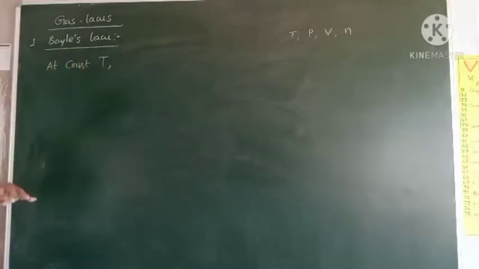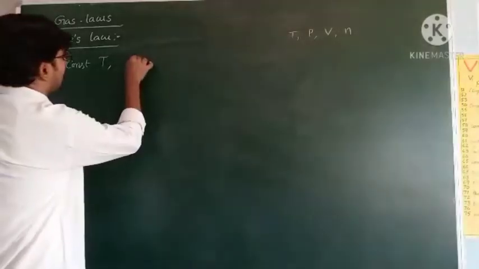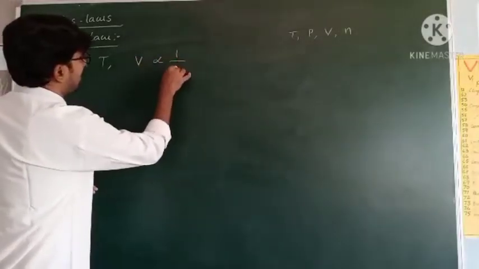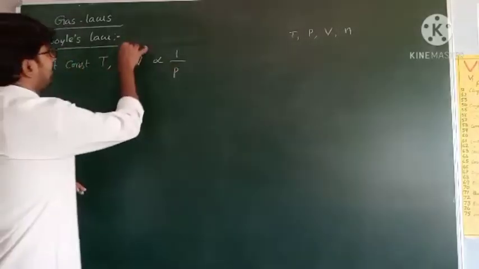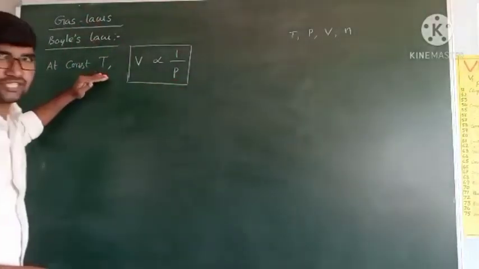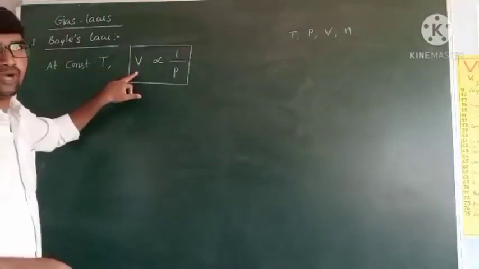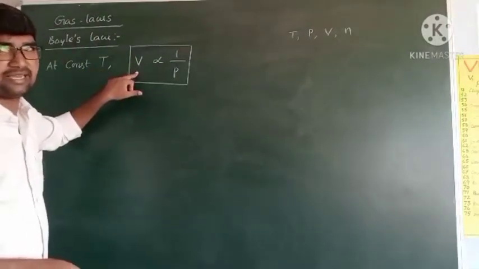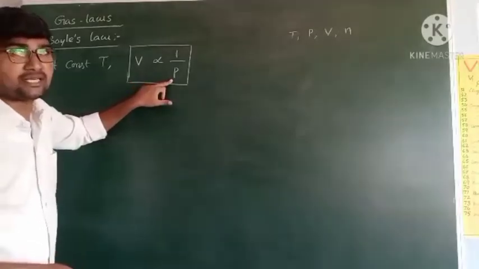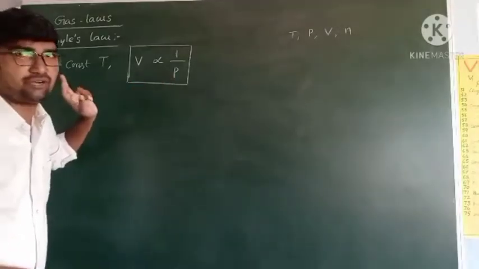Remember, at constant temperature, what is the relation between volume and pressure? This is the relation between volume and pressure. At constant temperature, volume of a given mass of a gas is inversely proportional to the pressure of the gas. This is the definition of Boyle's law.